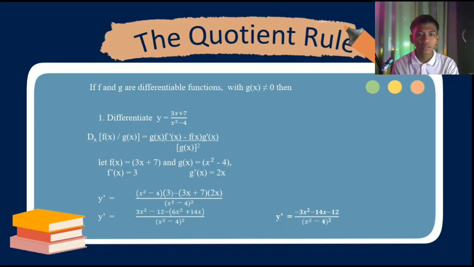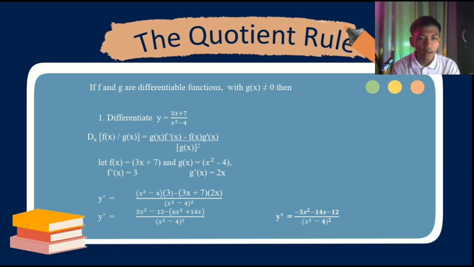The last rule, the quotient rule. If f and g are differentiable functions with g of x not equal to 0, then differentiate y equals 3x plus 7 over x squared minus 4. We have the formula on rule number 6, which is g of x times the derivative of f of x, minus f of x times the derivative of g of x, over g of x quantity squared.